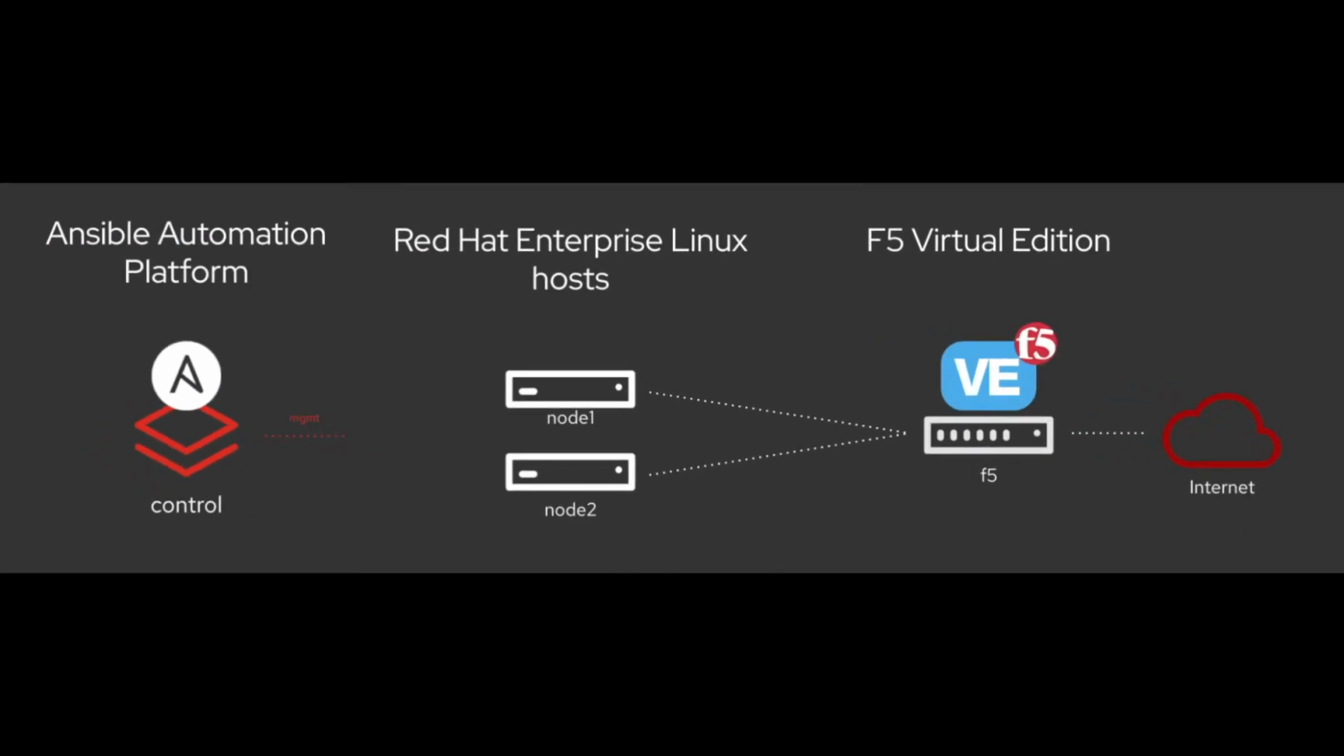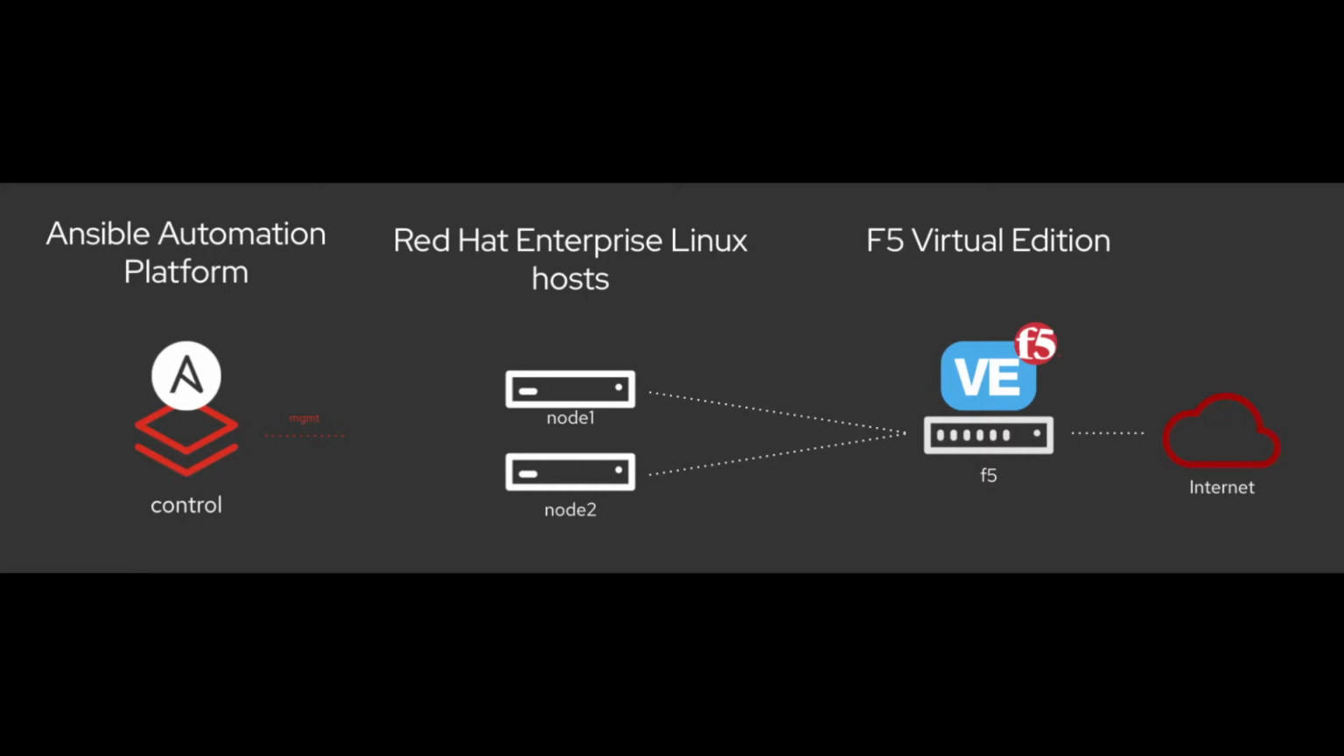Now let's take a look at the topology that we are going to use. So here we are going to be using an F5 virtual edition, which is front-ending an application that is hosted on these Linux hosts, node 1 and node 2. We're going to look at a few playbooks.